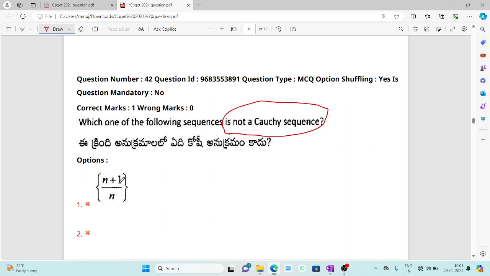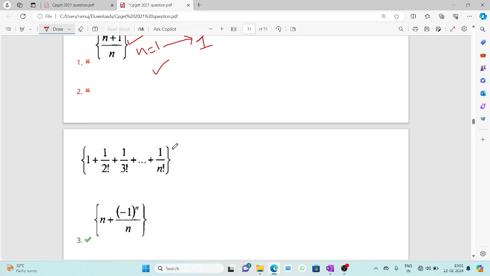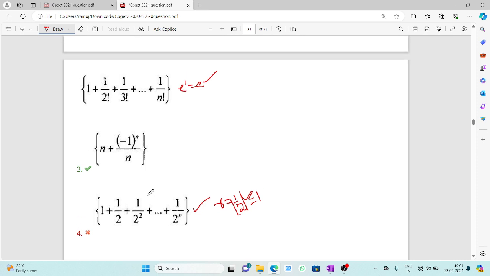If you check, it is clearly a convergent sequence, because if you take the numbers n equal to 1 to infinity, it converges to 1. So this is clearly a convergent sequence. This sequence is e power 1, which means it is e, so it is also a convergent sequence. We can say that it is a geometric series. If you take r equal to 1 by 2, it is strictly less than 1. So by applying the geometric series, we can say that this is a convergent sequence.